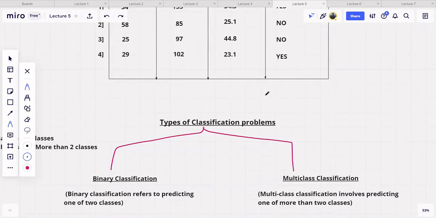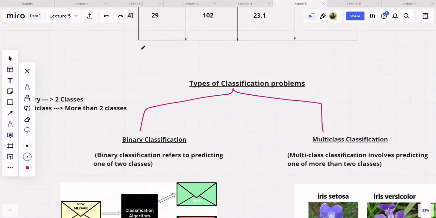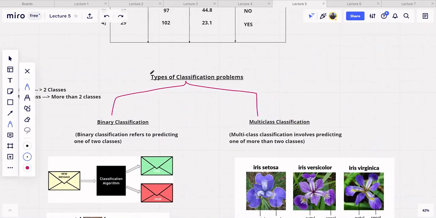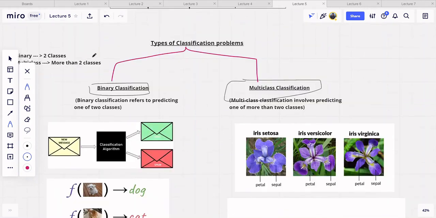Okay. Now moving forward, there are basically two types of classification problems. One is binary classification, and another one is multi-class classification. Now binary classification basically means there are two classes. In total we have two classes.